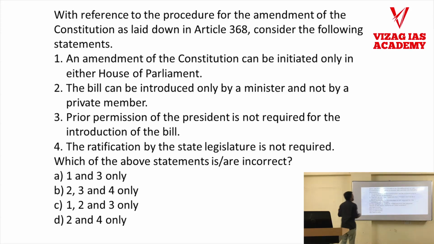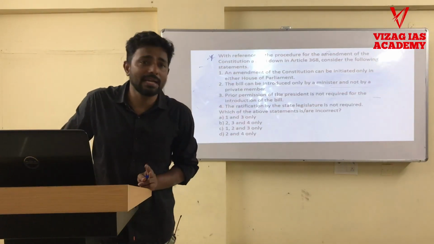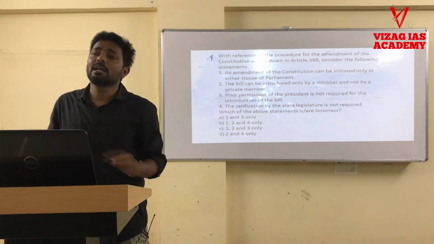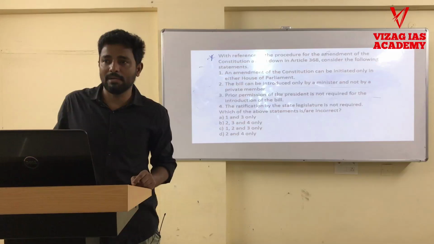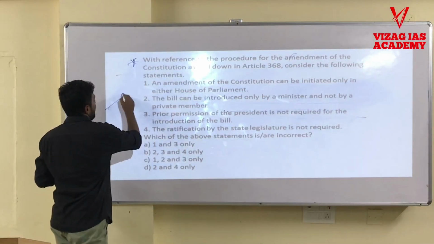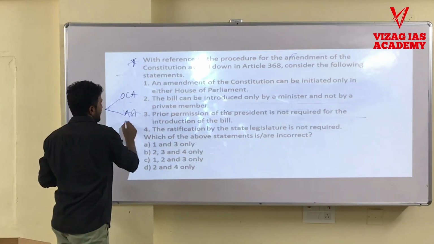The next question is with reference to the procedure for the amendment of the constitution as laid down in article 368. See, there are two ways the constitution can be amended: ordinary constitutional amendment, and then under article 368.